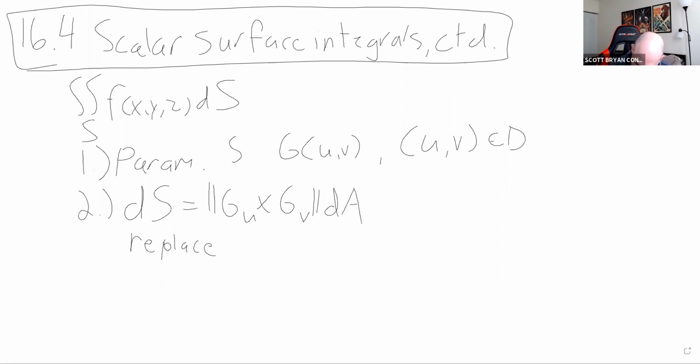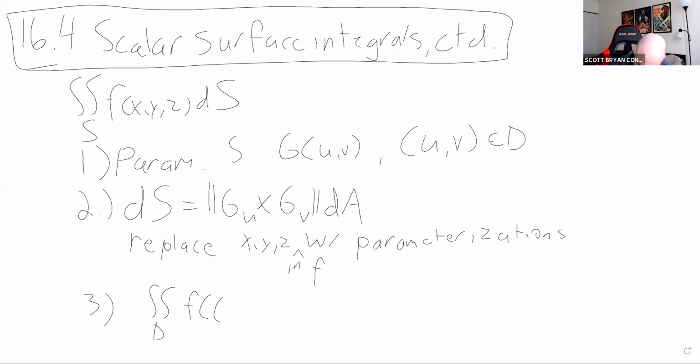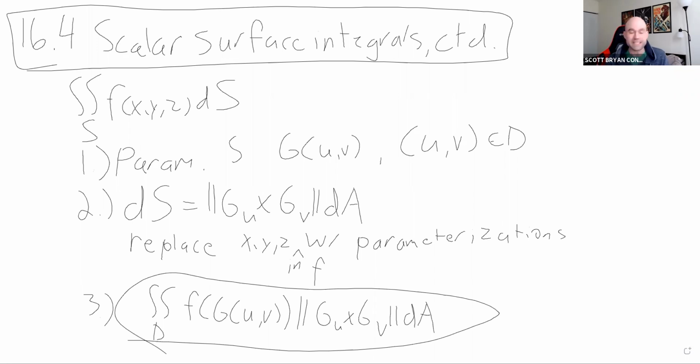And then we go to the function and replace x, y, and z with their parameterizations. ds becomes magnitude g_u cross g_v dA. And then we integrate over D. So the whole thing together is the integral over D of f of g(u,v), which just means replace x, y, and z with the parameterizations, and then dS, capital S, becomes magnitude g_u cross g_v dA. And that's how we do scalar surface integrals.